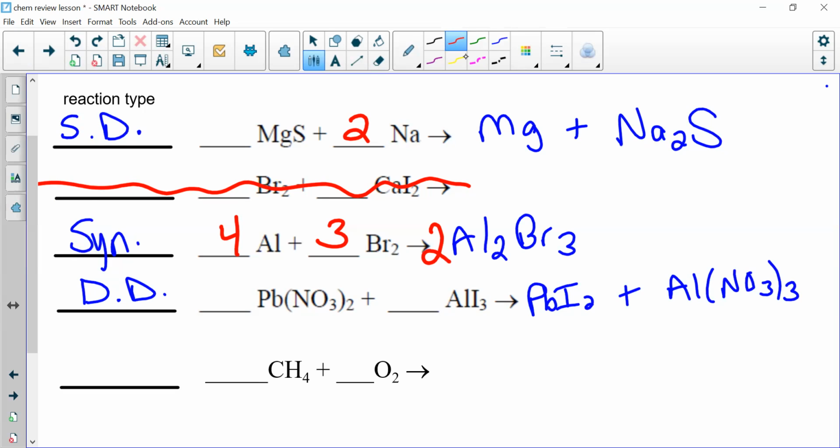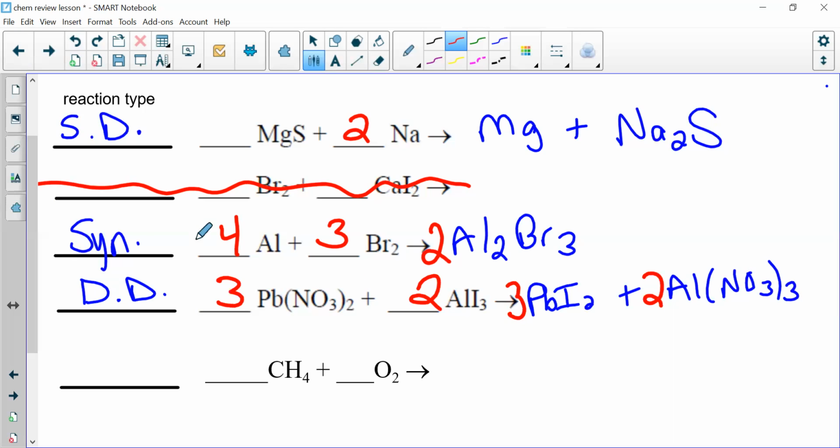Got a couple odds and evens. I have 3 nitrates on the right, so I'm going to double that one and put a 3 here. That gives me 3 lead. So I'm going to try a 3 here and see what happens. That gives me 6 I's, so I need a 2 here. I think I'm balanced now. 3 lead, 6 nitrate, 2 aluminum, 6 iodine.